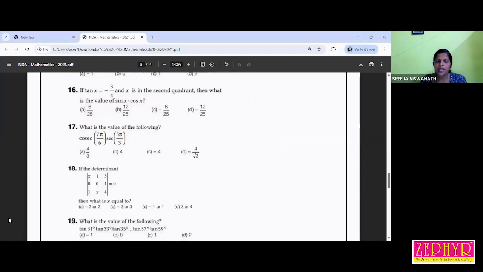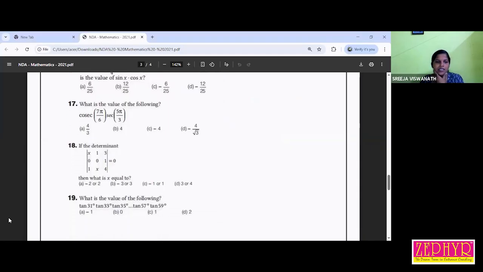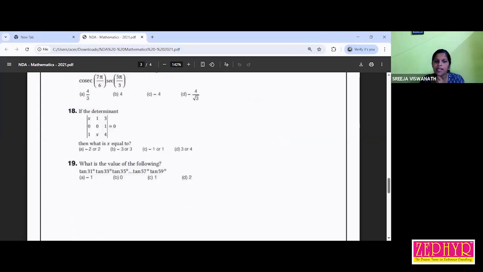If the determinant equals 0, then what is x? Homework. Now, question number 19. What is the value of the following? Tan 31, tan 33, and so on up to tan 59.